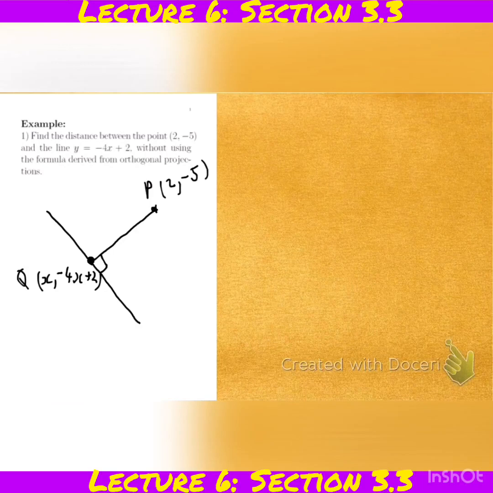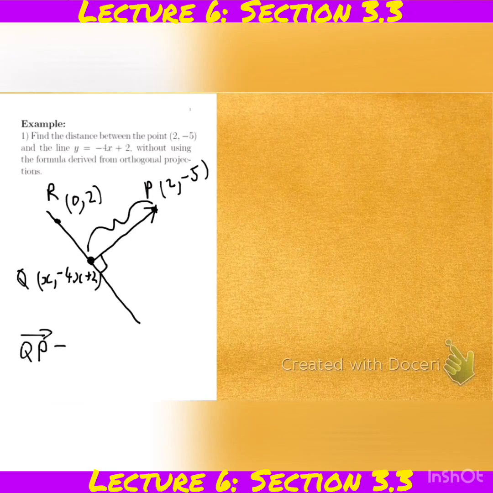Okay, now what I'm going to do is pick a point on the straight line. Let's call that point, where x is 0 and y is 2, point R. Now I want to find this distance, so I want to look at the vector QP.